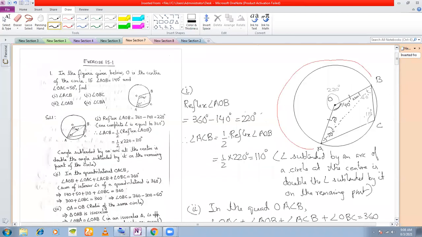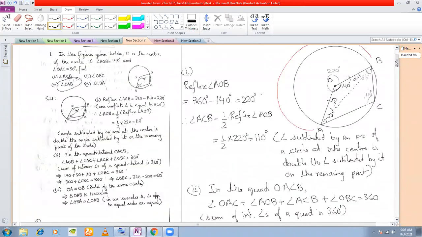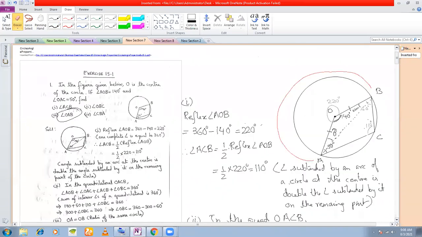Angle OAB, and how much have we found out here? Angle OAB we have found out to be 20 degrees. Let's mark it in the figure. OAB, we have found this out to be 20 degrees. This also we have found out to be 20 degrees, right? Just mark it in the figure. So that answers the third part of the question.